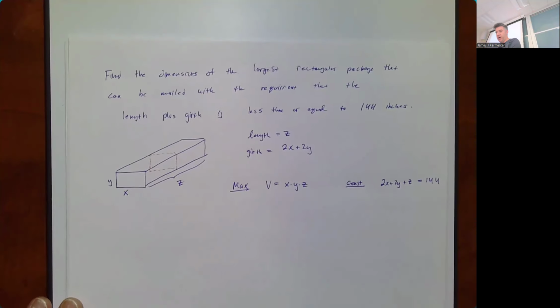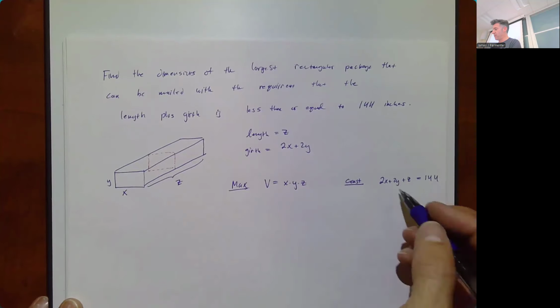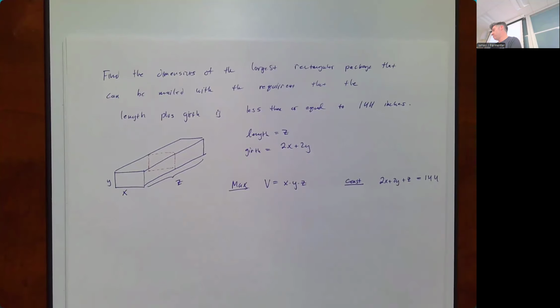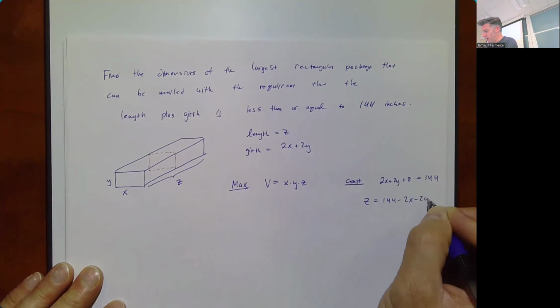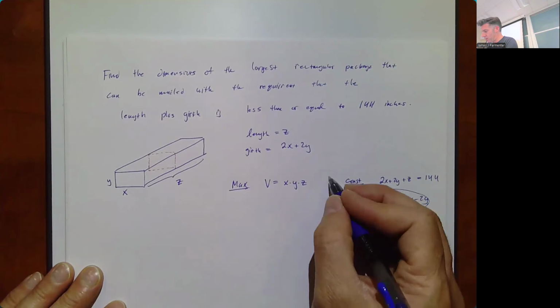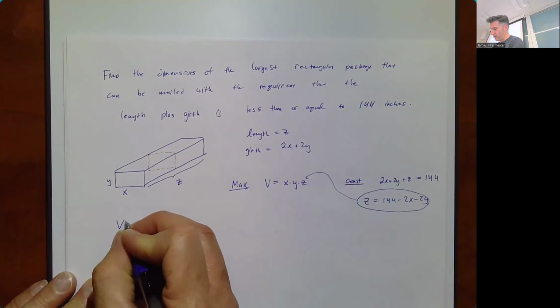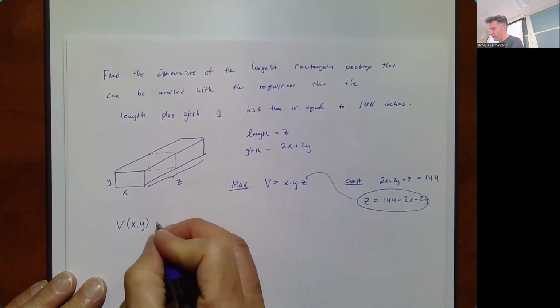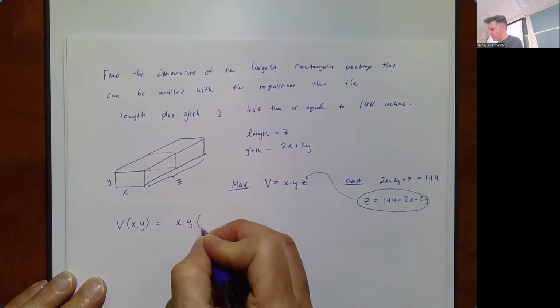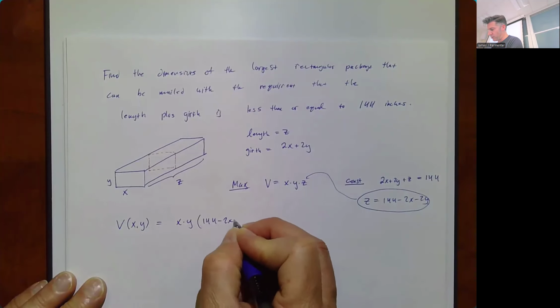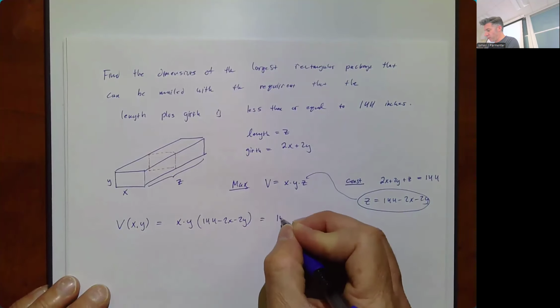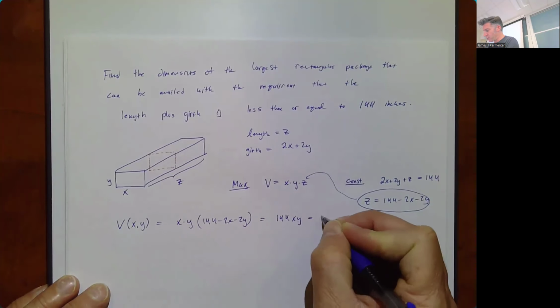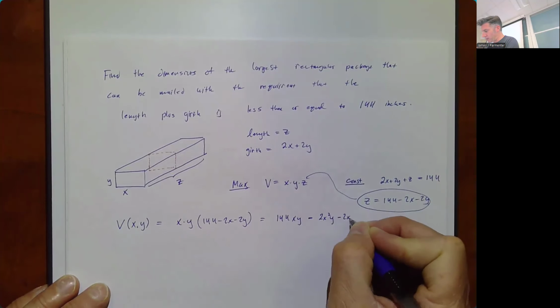And then just like every other time, we're going to isolate one of these variables, typically Z, unless there's a really good reason not to pick Z. So Z equals 144 minus 2X minus 2Y, and we're going to substitute that back into our other thing here. So our volume as a function of just X and Y is going to be X times Y times 144 minus 2X minus 2Y. And I made the smarter choice this time and actually multiplied it out. Get 144xy minus 2x squared y minus 2xy squared.